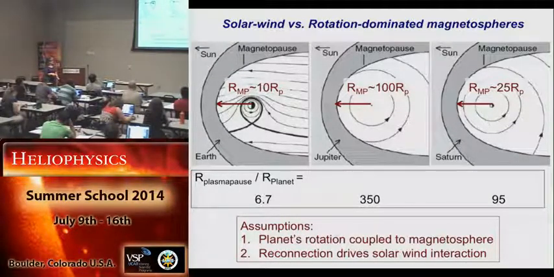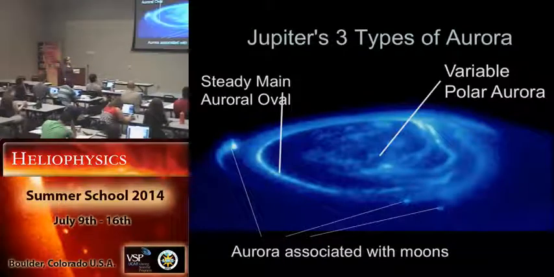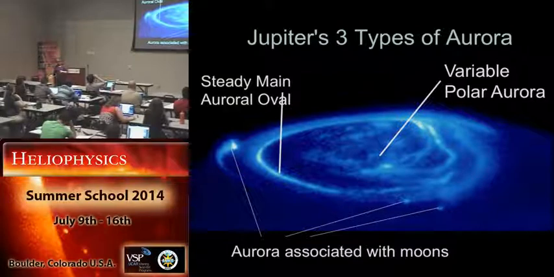So there are some assumptions here. We're just assuming that reconnection, the Dungey cycle, large-scale steady-state reconnection, drives this interaction with the solar wind. And we're assuming that the planet is rigidly coupled to the magnetosphere through magnetospheric currents. Okay, so let's look at some examples of aurora at Jupiter, which are manifestations of what's going on in the magnetosphere.